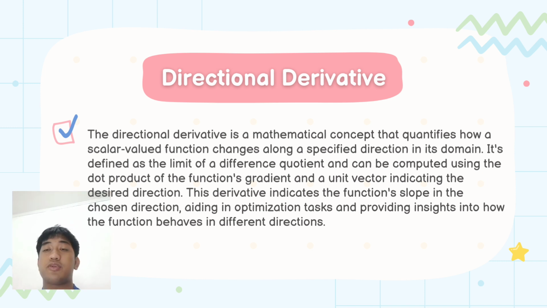My name is Christian Marcus Mbantopeng and I will explain about the directional derivative. The directional derivative is a mathematical concept that quantifies how a scalar valued function changes along a specified direction in its domain. It's defined as a limit of a difference quotient and can be computed using the dot product of the function's gradient and a unit vector indicating the desired direction. This derivative indicates the function's slope in the chosen direction, aiding in optimization and providing insight into how the function behaves in different directions.